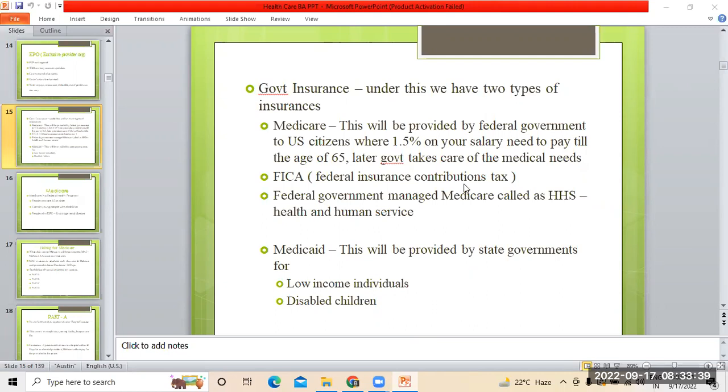So this is one thing which you need to know. Now there were a couple of questions. Let me answer these questions, then I will go back. Okay, so this is the whole introduction about Medicare, followed by Medicaid.